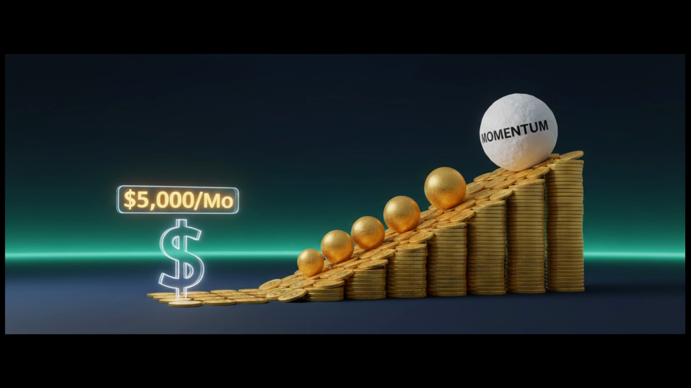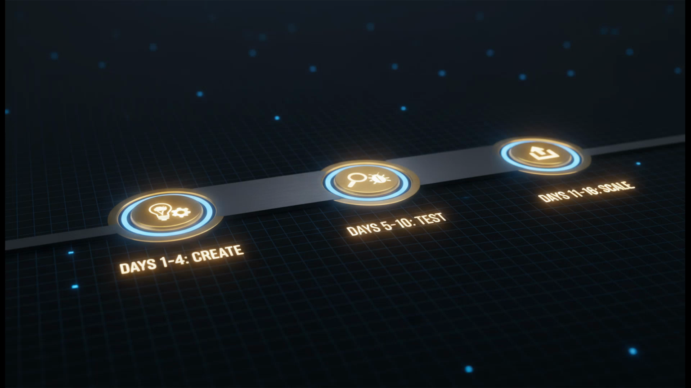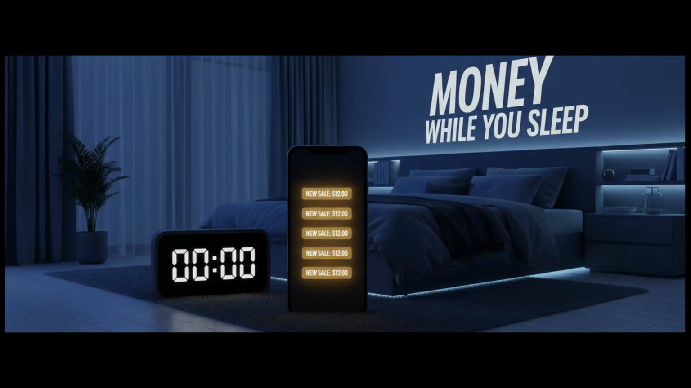Module 3 is where we scale this to the moon. Let's talk about the first 16 days. Day 1 to 4 is research and writing. Day 5 to 10 is setup and organic testing. Day 11 to 16 is where the sales start to compound. In the case study, the first 3 days saw 0 sales. Day 4 had 1. By day 16, the bundle was selling while the creator was asleep.